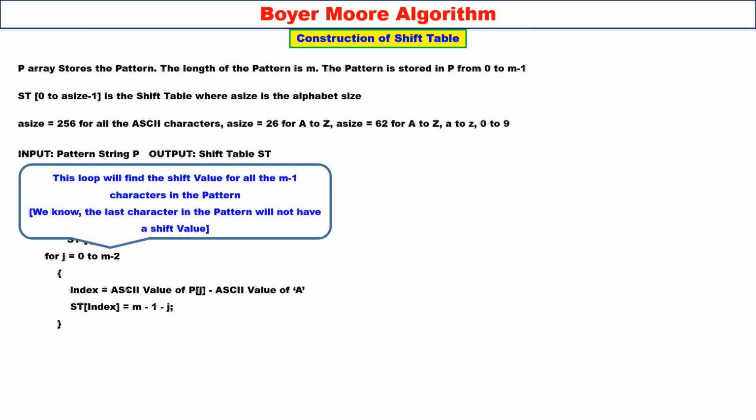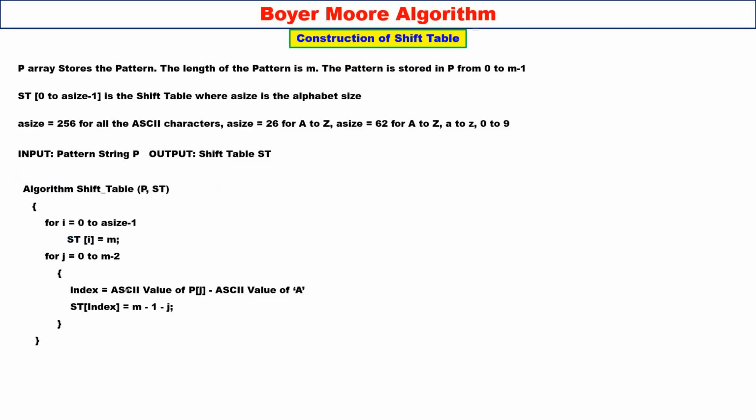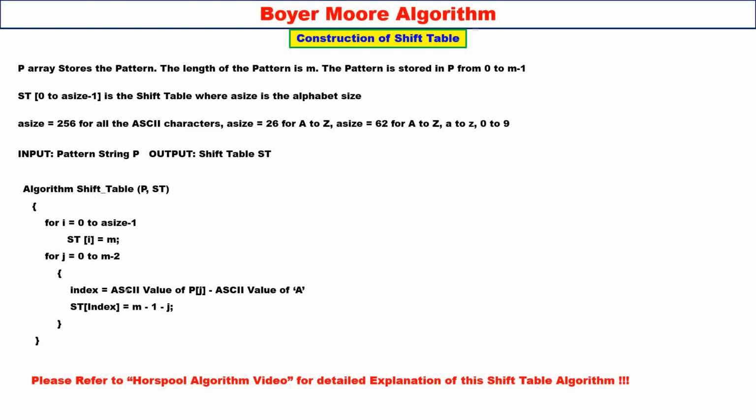This loop will find the shift table for all the M minus 1 characters in the pattern, because the last character we need not worry about. Therefore, for all the M minus 1 characters in the pattern, we have to find the shift value. In the bracket, it is also written: we know the last character in the pattern will not have a shift value. Yes, that's all the algorithm. Also, please refer to my video on the Horspool algorithm for a detailed explanation of this shift table algorithm, because there I have shown it with real-time values. So you can refer to that particular video.